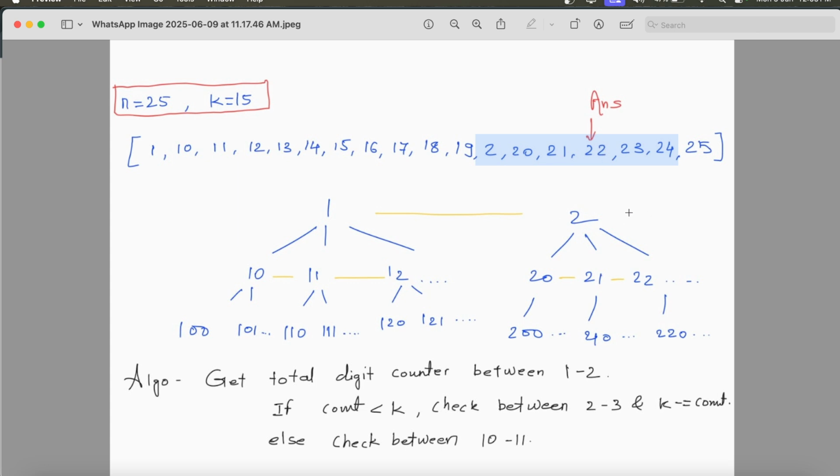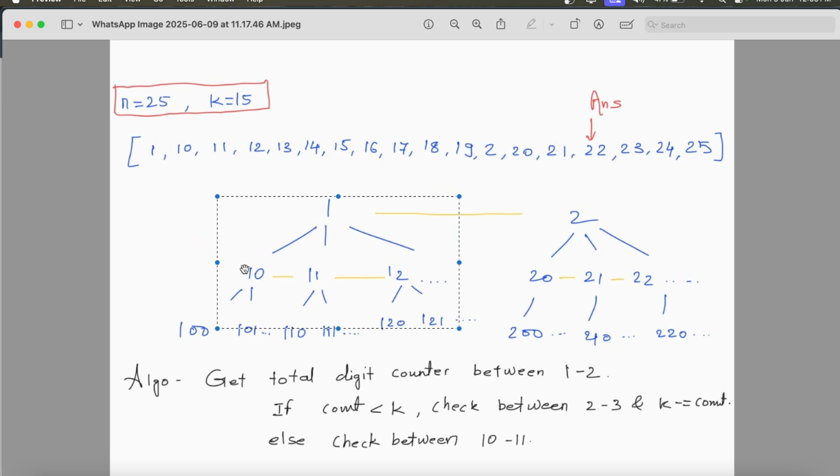So instead of moving further, now we will go deeper into this 2. If the answer would have lain in this range, if they had asked for the second smallest integer, that is basically 10, right?